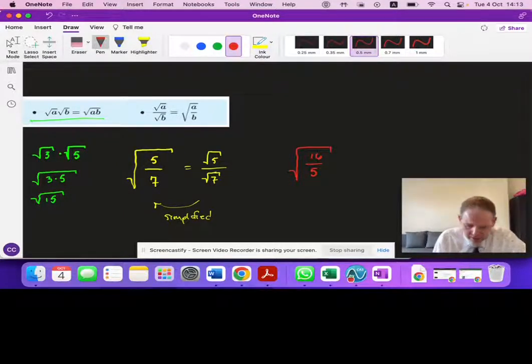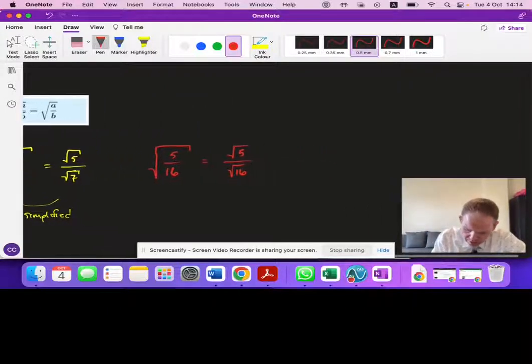Like technically, actually, let me not do that so I just don't get into a problem right off the bat that we have to deal with. If I did that, I could actually rewrite that as the square root of 5 over the square root of 16. Well, the square root of 5 is a surd. We can't do anything with it. The square root of 16, I could rewrite that as 4, so square root of 5 divided by 4.